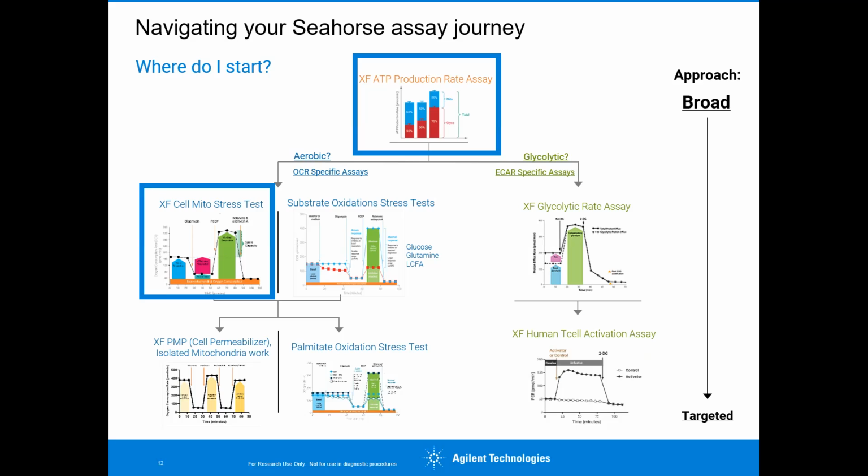And like I said, you can start with a broad assessment of cell function, or you can dive much deeper into specific cell mechanisms, like pinpointing an issue with complex 1 and the electron transport chain, for example. So some of our newest assays, like the oxidation stress tests, are built on the Mito Stress Test by adding an inhibitor to block one of the 3 more popular substrates to help you understand your cell's utilization of those fuels and how that impacts cell function.